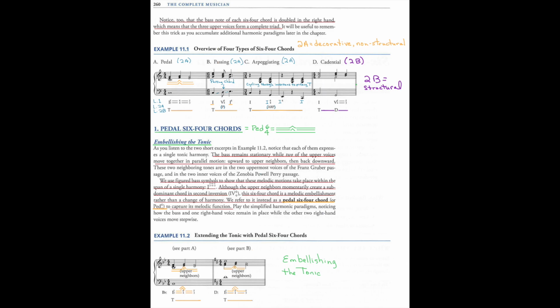So you don't actually need to put 1-6-4 and 1-6. You can just put a 1 chord at the beginning of the phrase and then just mark the chords that are arpeggiated through, second inversion 6-4 and first inversion with a 6, and just call it good. That's all tonic expansion right there. Non-structural. It happens in the level 2A position of tonic expansion. Now we get to the good stuff.